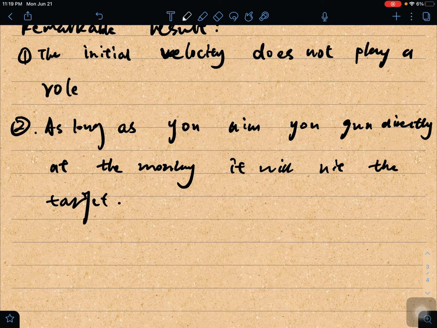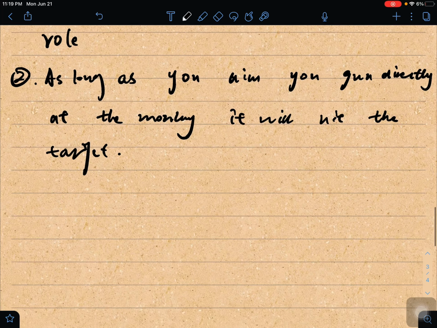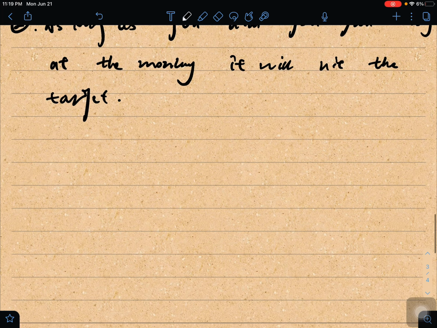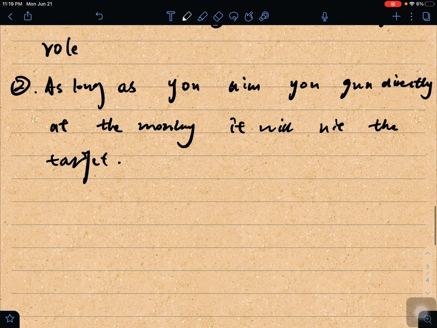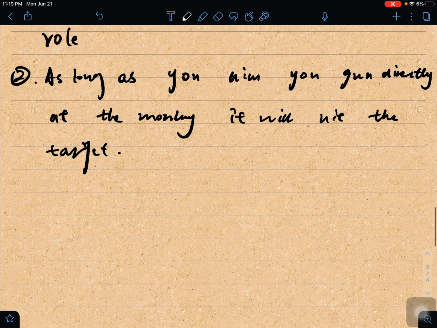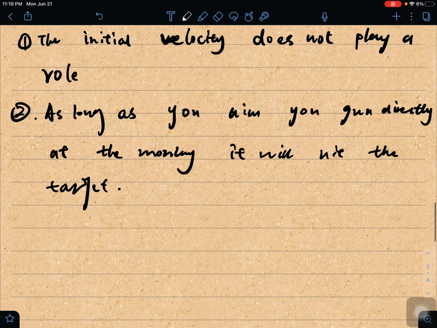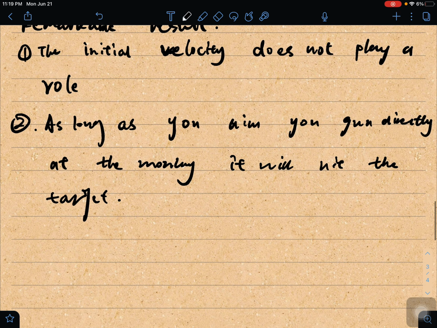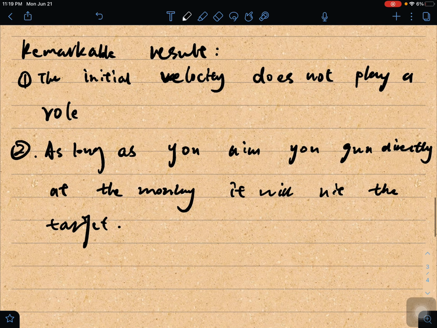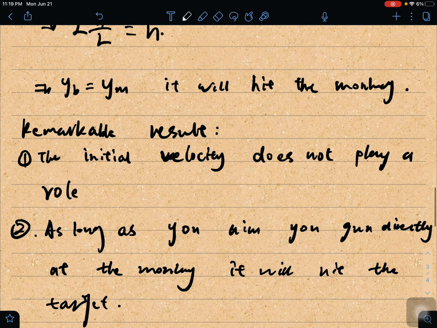Okay, so as long as you point directly toward the monkey, your bullet will hit the monkey anyway. And the initial velocity does not play a role here. So that's really remarkable. It's kind of hard to imagine in the first place. So okay, that's it.